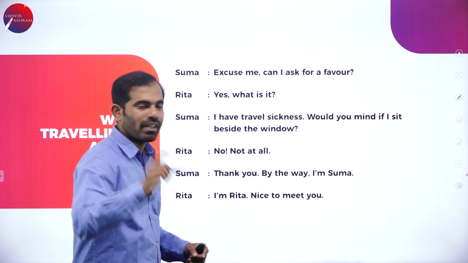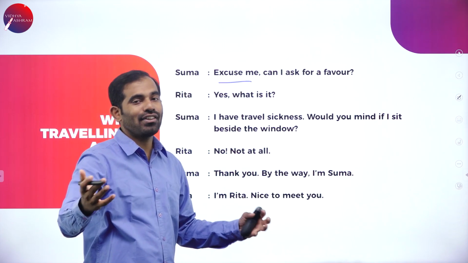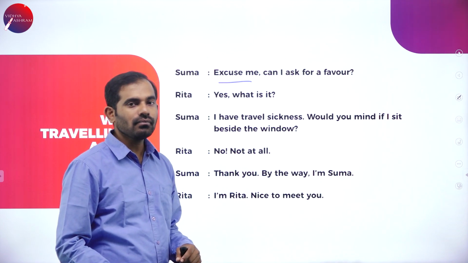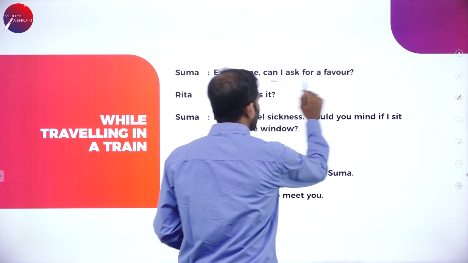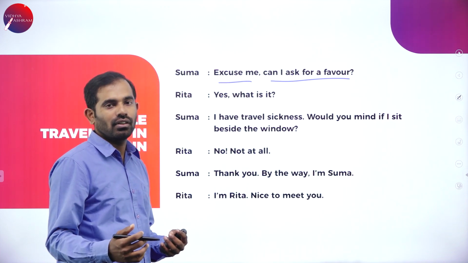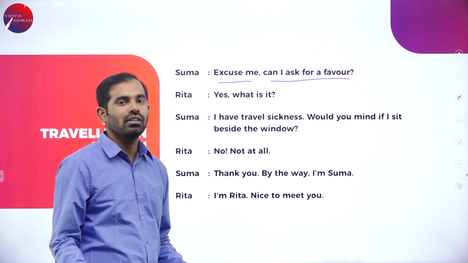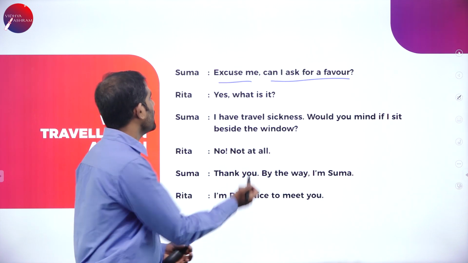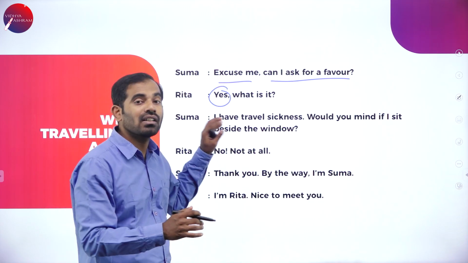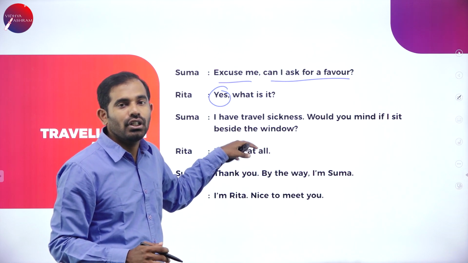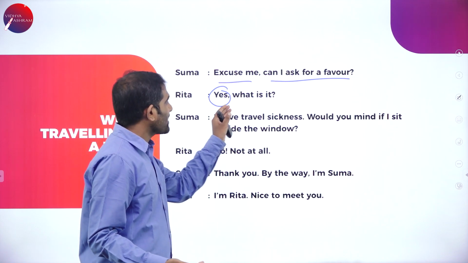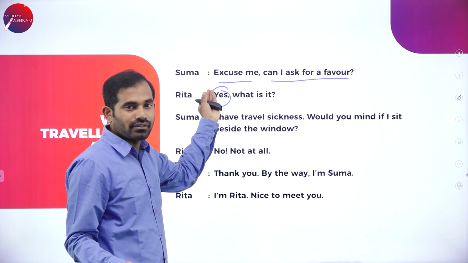Suma: Excuse me. First thing, excuse me, we don't know why she is asking to be excused. Can I ask for a favor? She is asking for a favor. Can I ask for a favor? So Rita says, yes, what is it? Or, of course, what is it? Yes, please, what is it? With this yes, that doesn't mean it is the ultimate purpose of the language. You can be as polite as you can. Yes, what is it? So Suma is asking for a favor.